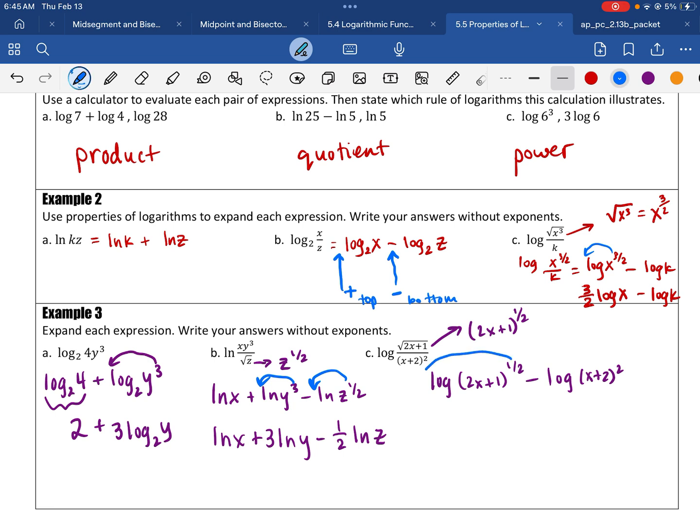Okay, I'm going to move the powers out in front. So I have 1/2 log of 2x plus 1 minus 2 log of x plus 2. And that's as far as you can take it. You can't distribute a log into a set of parentheses. Logs don't work that way. So you would stop right there.